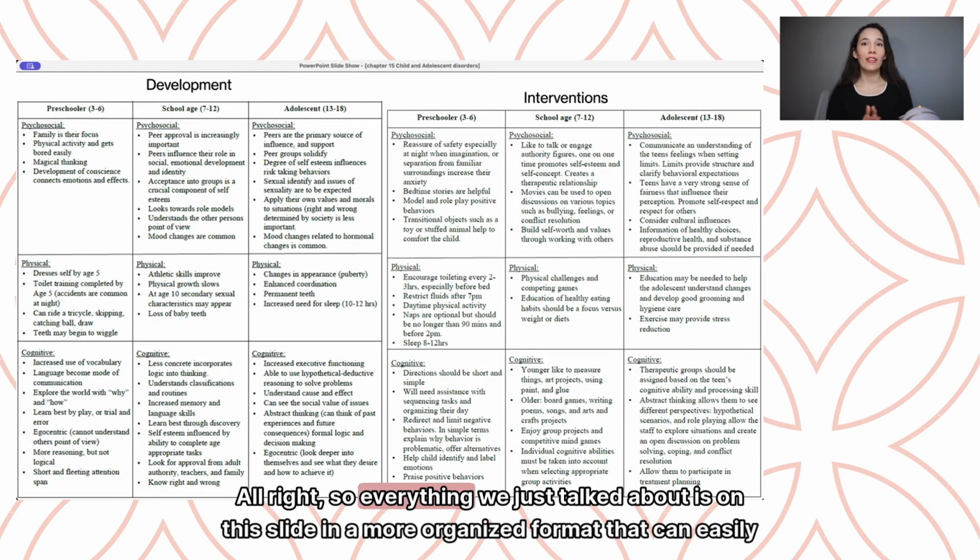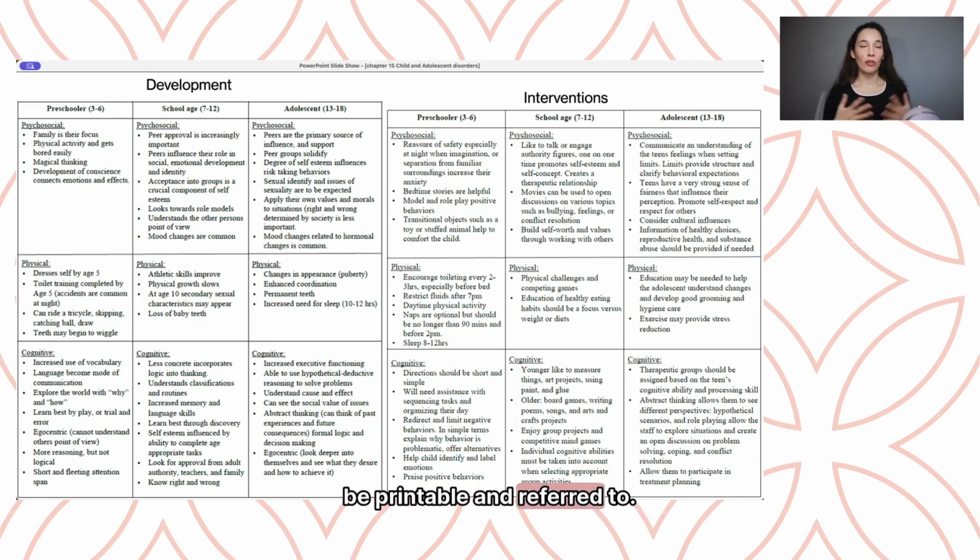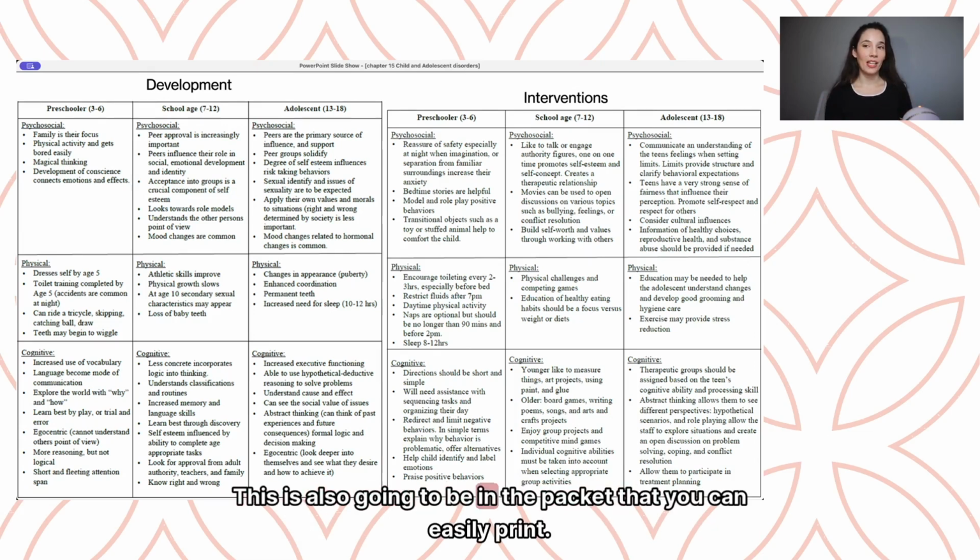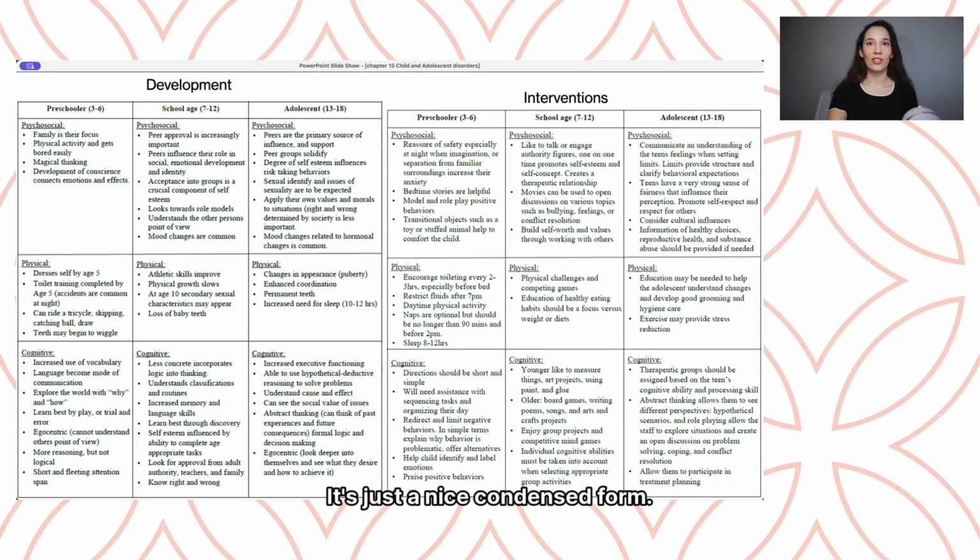All right. So everything we just talked about is on this slide in a more organized format that can easily be printable and referred to. This is also going to be in the packet that you can easily print. It's just a nice condensed format.